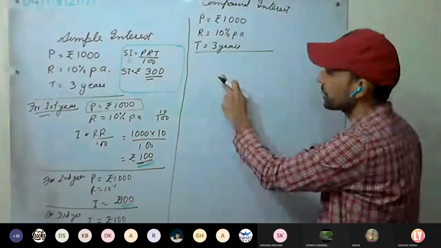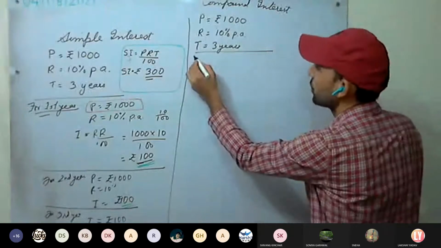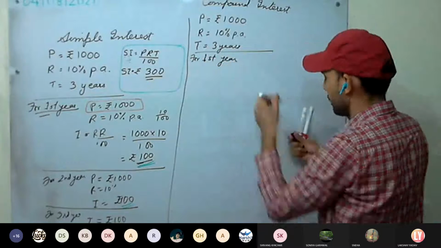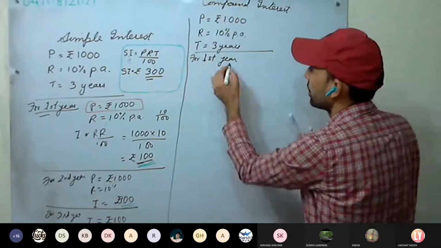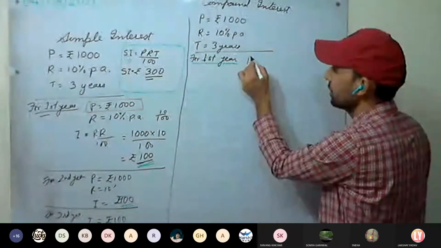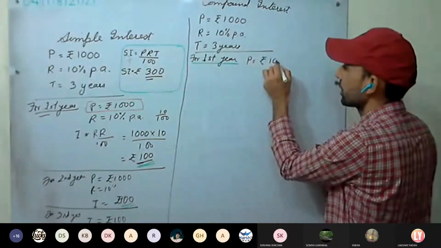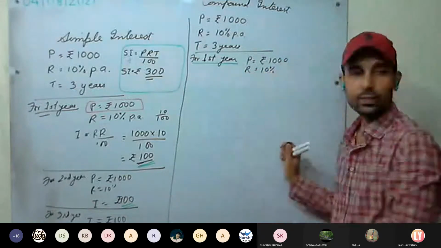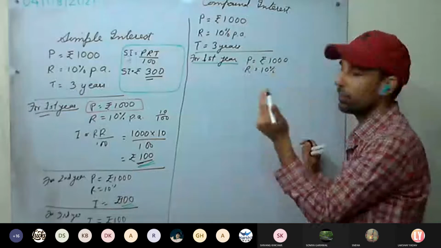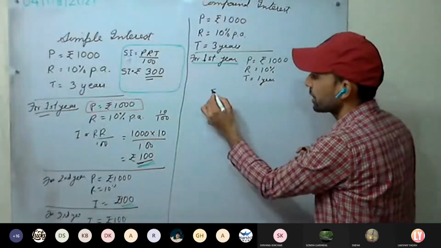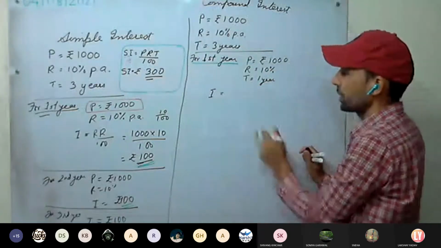So this is for the first year. For the first year, what will be the principal? Rupees 1,000. Rate 10%. Time is 1 year, because for 1 year only we are calculating. T equal to 1 year. Calculate the interest. How much interest it will be?